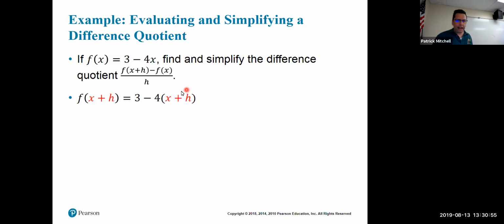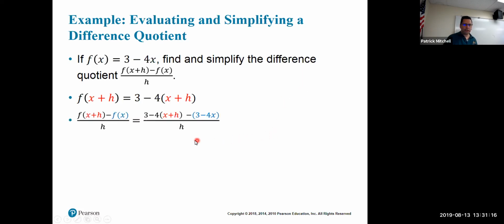Here is f at x plus h. So notice that I have x plus h in red. I'm trying to emphasize that all I've done is replaced x with x plus h. Okay. And so now I'm going to pick that up and put it inside my whole difference quotient.